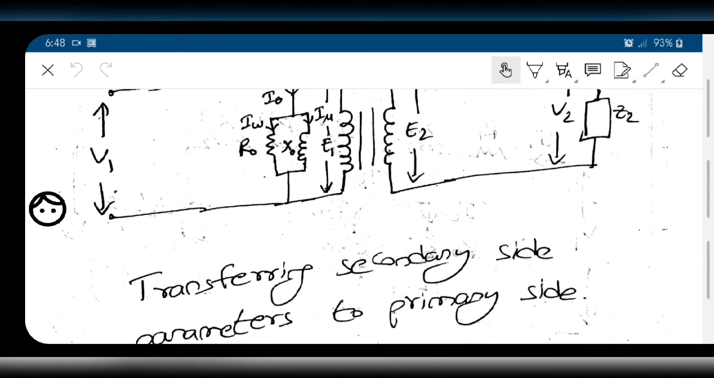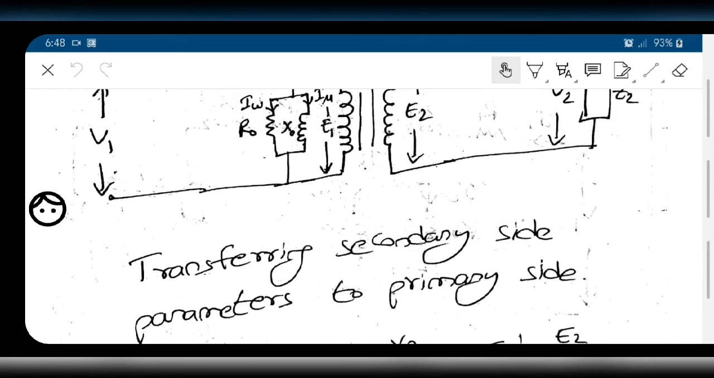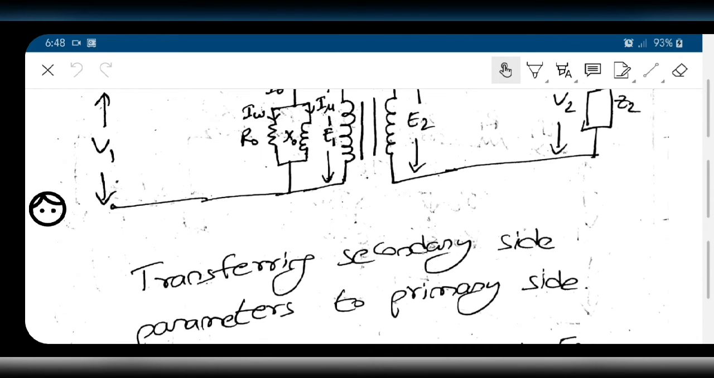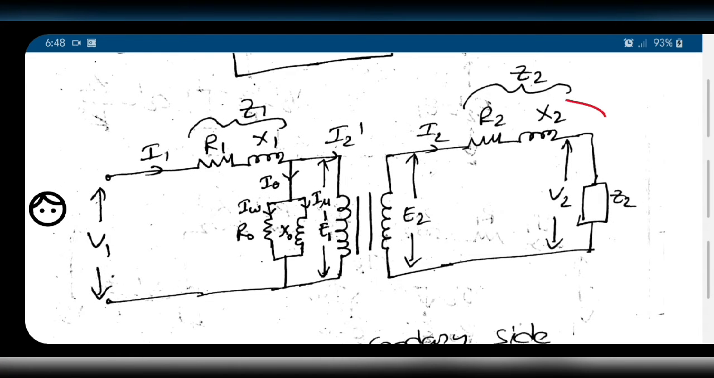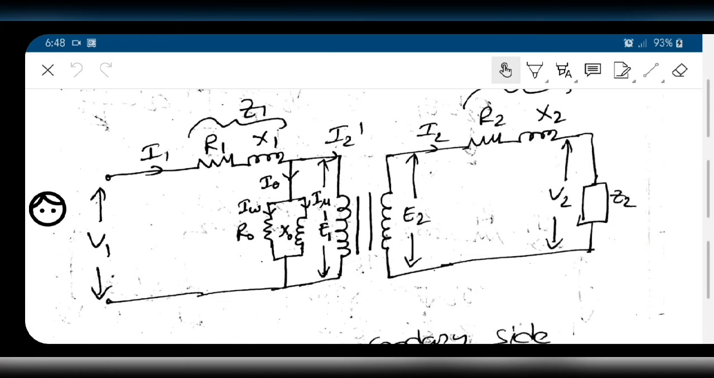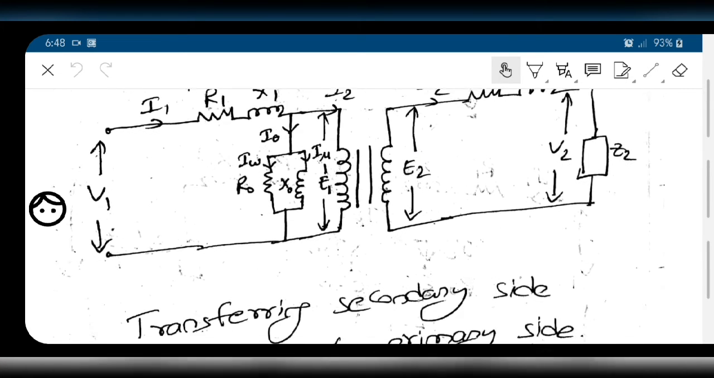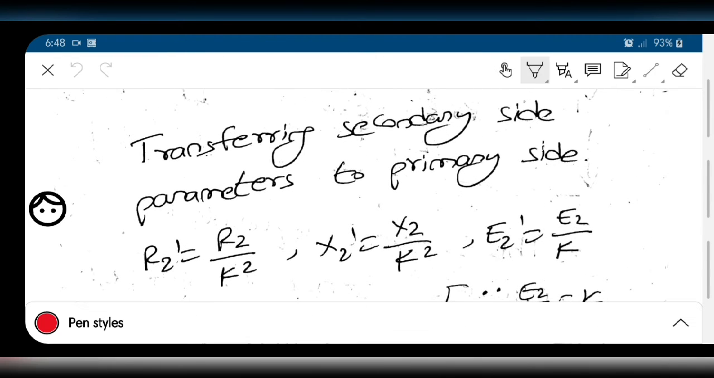So we can do a few operations here. Now what we will do is we will transfer the secondary side parameters to the primary side. So these are the secondary side parameters. We will transfer these parameters along with the voltage to the primary side using the relations which we have.